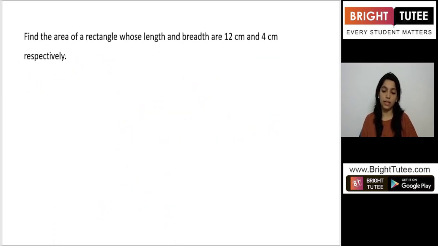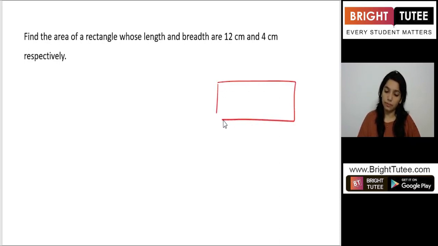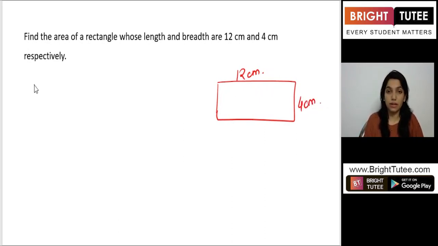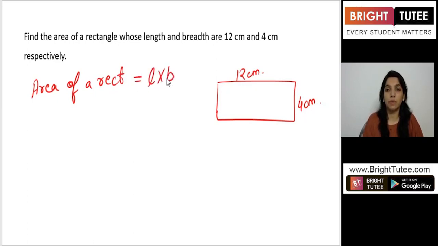It says find the area of a rectangle whose length and breadth are 12 centimeters and 4 centimeters respectively. So this is a rectangle, and we are given the length as 12 centimeter and the breadth as 4 centimeter. Simple question. Let us use the formula to find the area of a rectangle. The area of a rectangle is given by length times breadth.